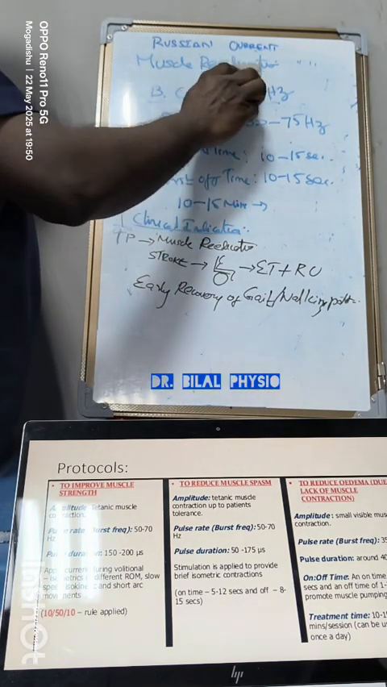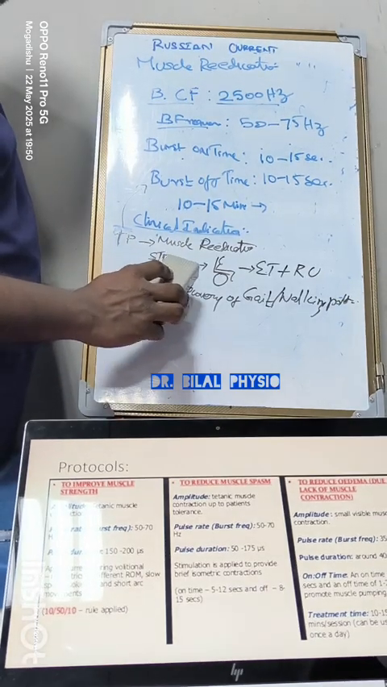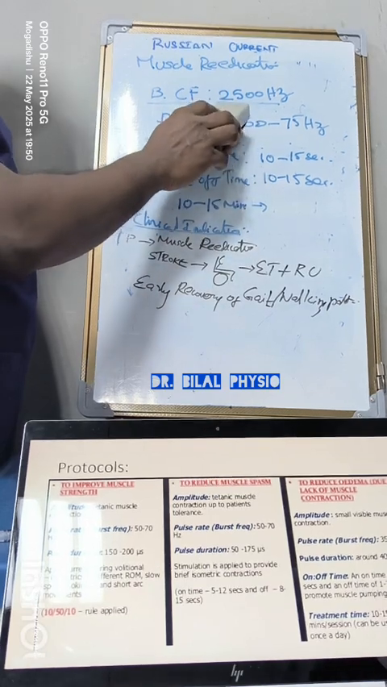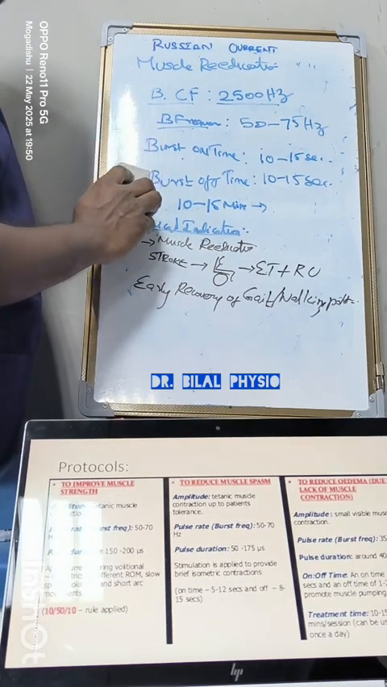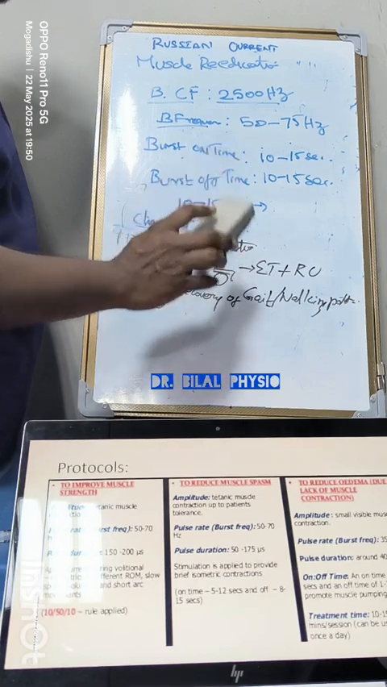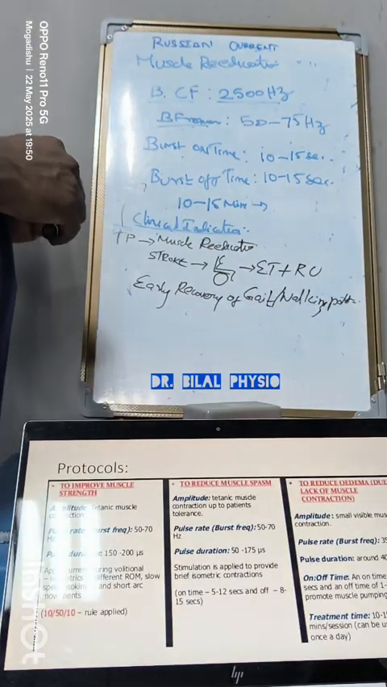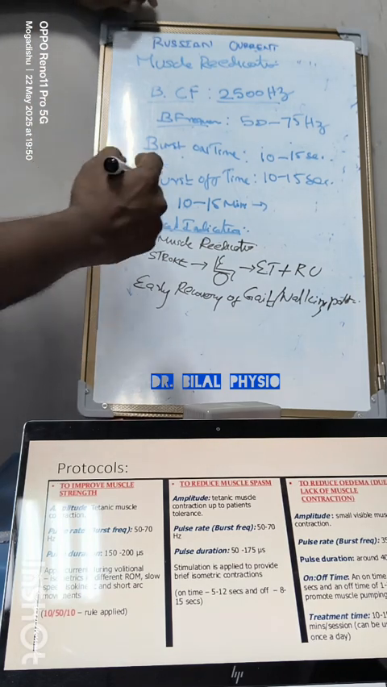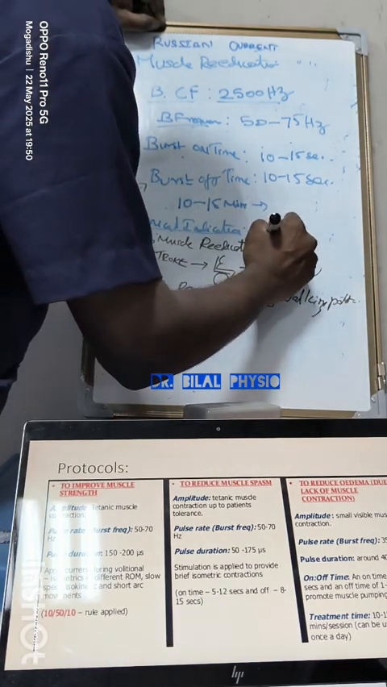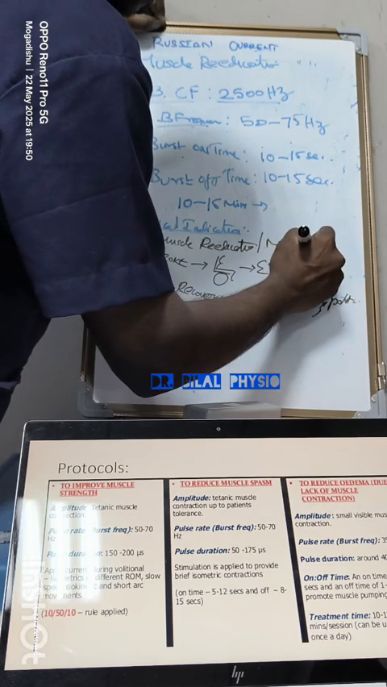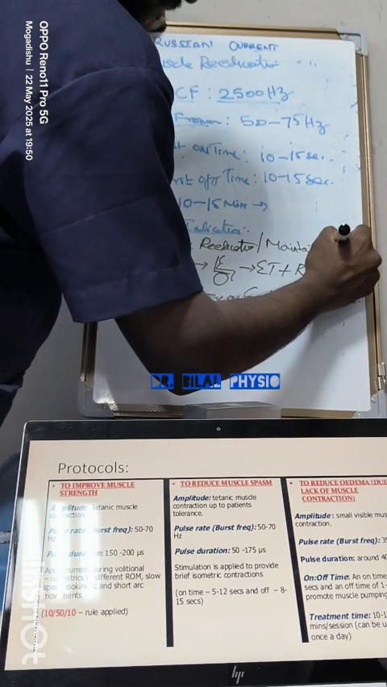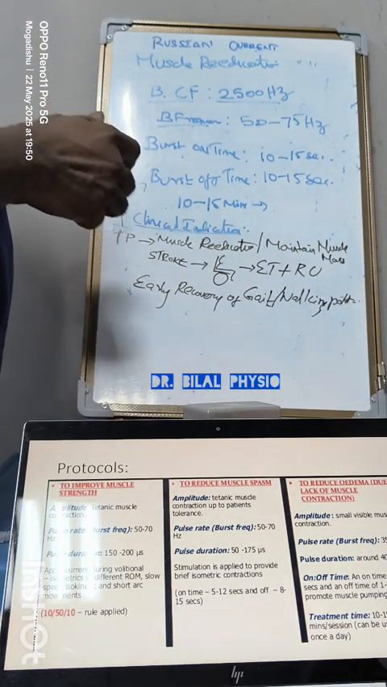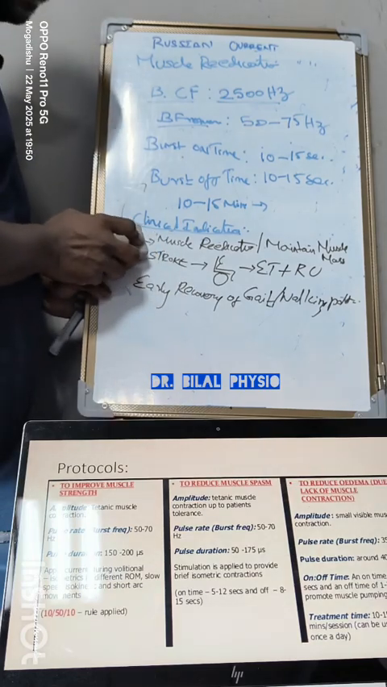So for muscle re-education for a stroke condition or hemiplegia, even for infantile hemiplegia, we can use these approaches, or this kind of protocol with a burst frequency range, on time, off time, for 10 to 15 minutes every day until they get recovered, or to maintain the muscle mass. We can use the Russian current.